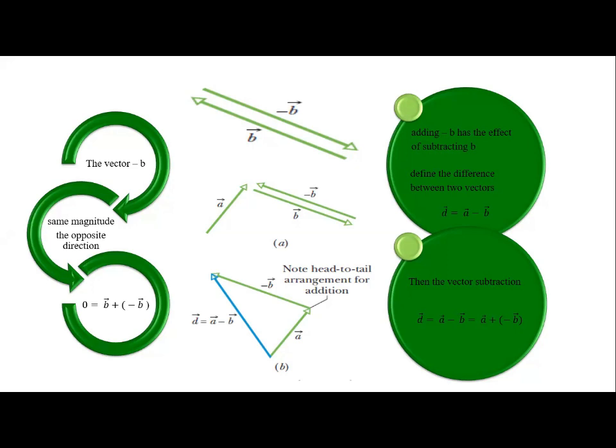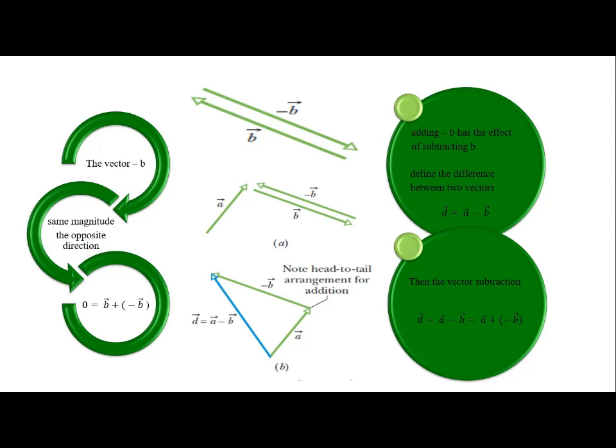Let D equal A minus B. Then the vector subtraction will be D equals A minus B, or equivalently A plus minus B. The figure shows how this is done geometrically.